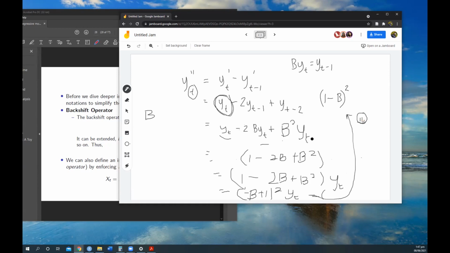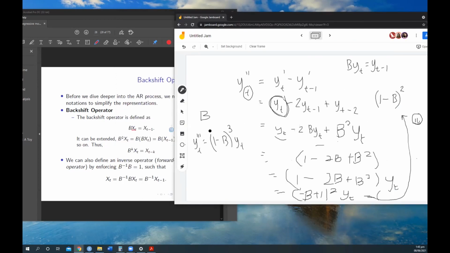So ngayon, from that, can you compute y sub t pero third order? Following this, so it's just 1 minus B cubed yt. Right? Oh. So that's how easy, the notation's more compact when you use the backshift operator. Perfect. Thank you, Plaza. Thank you, sir.